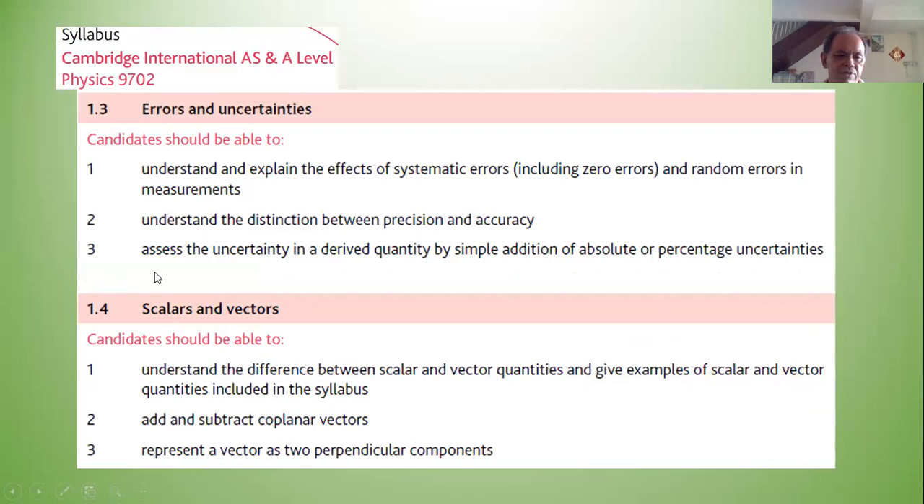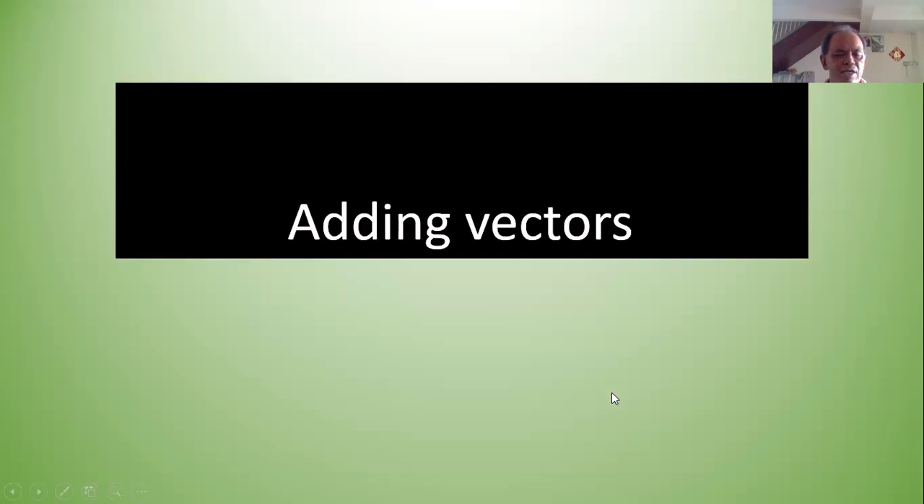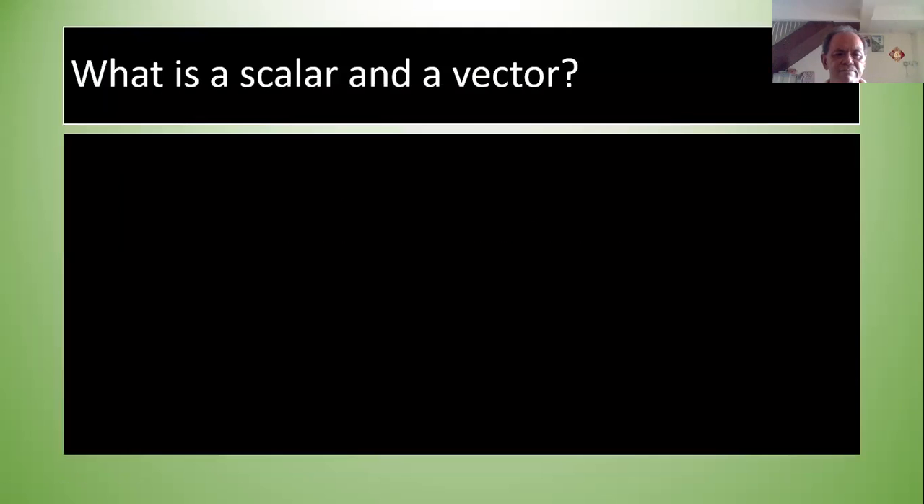The A-level syllabus is 1.4. Understanding the difference between scalar and vector quantities, and give examples of scalar and vector quantities. Included in the syllabus: add and subtract coplanar vectors, that means on the same surface or on the same plane, and present vectors as two perpendicular components. Let's look at adding and subtracting vectors.